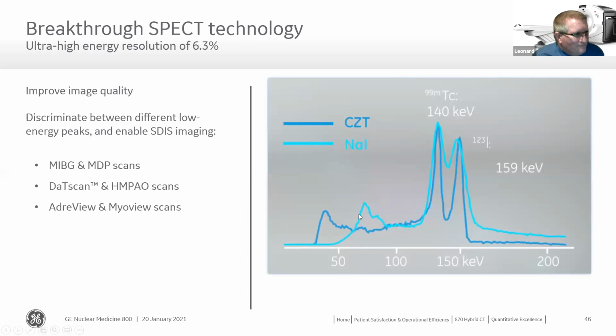The light blue is the energy spectra for the sodium iodide crystal. We've got a technetium window being utilized at 140, and an iodine-123 window at 159, and these are very close together. A sodium iodide system cannot resolve these two peaks as separate points. It doesn't have that capability, whereas with cadmium zinc telluride, the two peaks are differentiated significantly. So it enables us to do what we call dual isotope imaging.